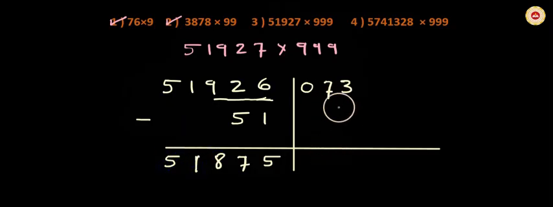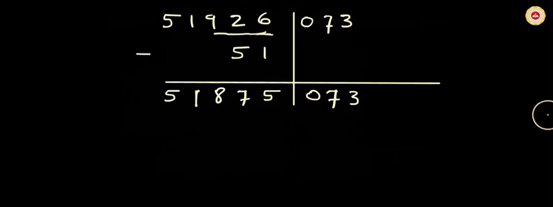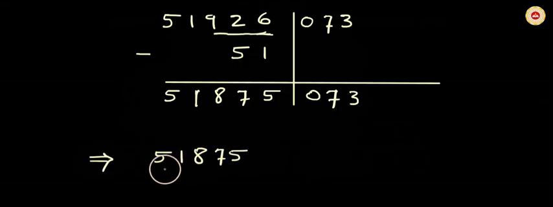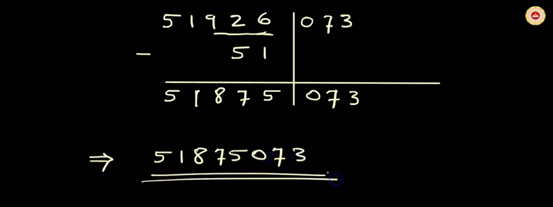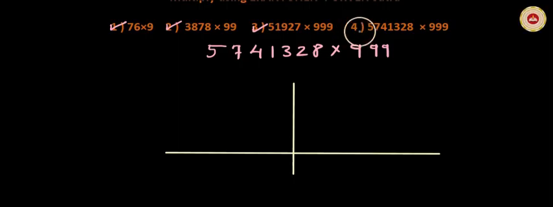And write the right part as it is. So we calculated these two parts, left part and right part. Now let us write the answer by removing this separation line. 5, 1, 8, 7, 5. 51,875, and what is the right part? 0, 7, 3. This is the answer.